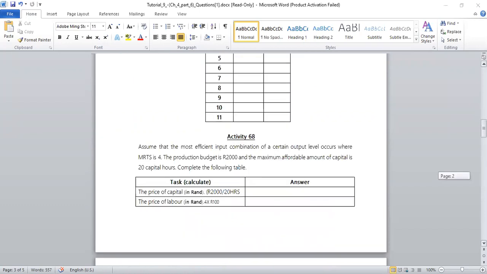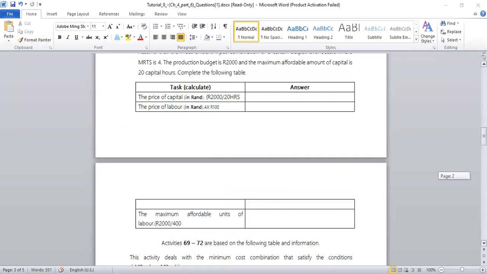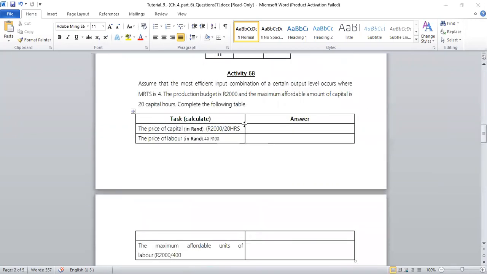So let's go back here. We are here, guys. So if I say budget, my budget divided by the price of capital, or the price of labor, I can get my MRTS. Or if I say the price of labor divided by the price of capital, I can get my MRTS. So now let's have a look here.